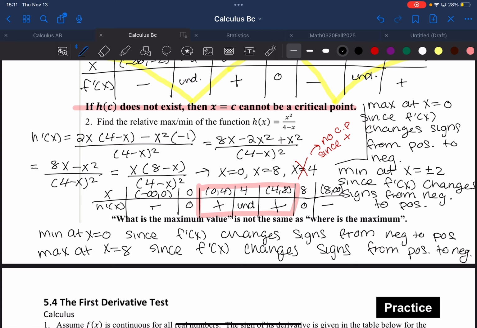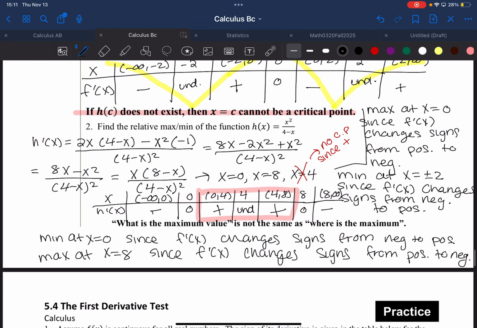Okay. There's one last thing on here, and that's that bold statement that we kind of skipped over because we had no space. And that statement says, what is the maximum value is not the same as saying where is the maximum value. So if you see the question, what is the maximum value, then you are answering with the y value. If it says, where is the maximum value, you're going to answer with the x value.